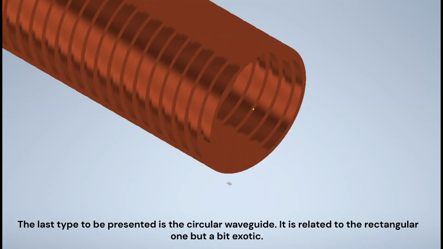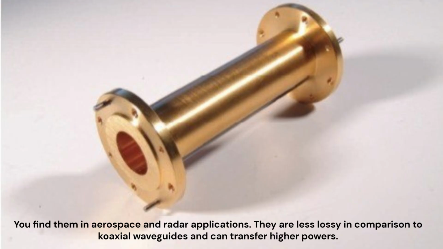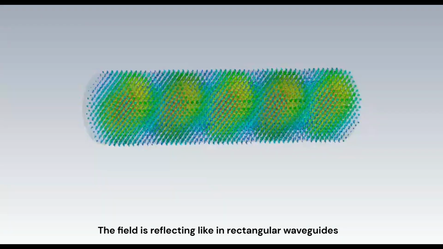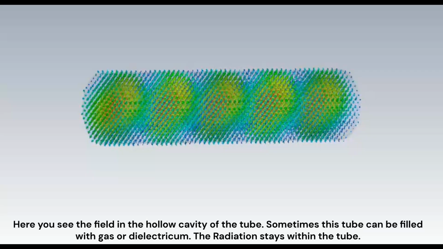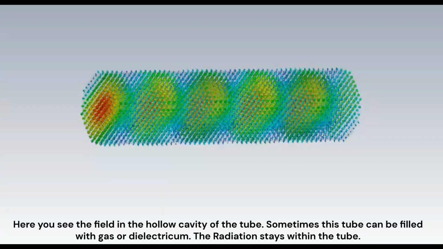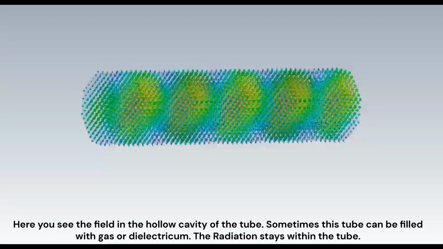The last type to be presented is the circular waveguide. It is related to the rectangular one, but a bit exotic. You find them in aerospace and radar applications. They are less lossy in comparison to coaxial waveguides and can transfer higher powers. The field is reflecting like in a rectangular waveguide. Here you see the field in the hollow cavity of the tube. Sometimes this tube can be filled with gas or dielectricum. The radiation stays within the tube.